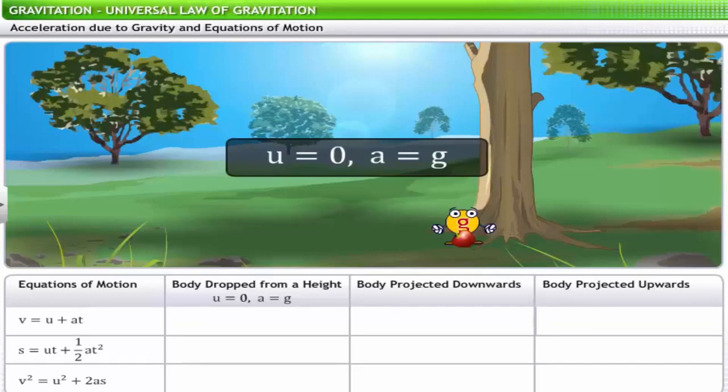Let's consider how the three equations change in this situation. Our first equation is v = gt, where v is the velocity of the dropped body at the end of t seconds. Similarly, the second equation becomes h = 1/2 gt², where h is the distance covered by the dropped body at the end of t seconds. The third equation becomes v² = 2gh, where v is the velocity attained by the dropped body at the moment it covers distance h.